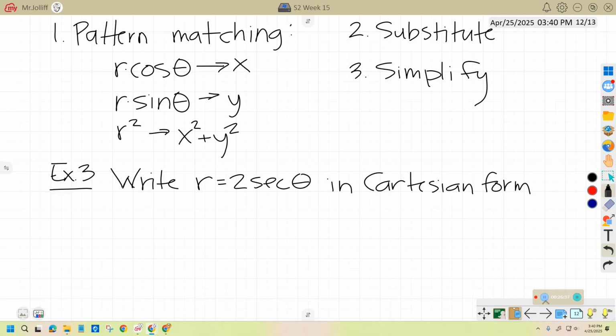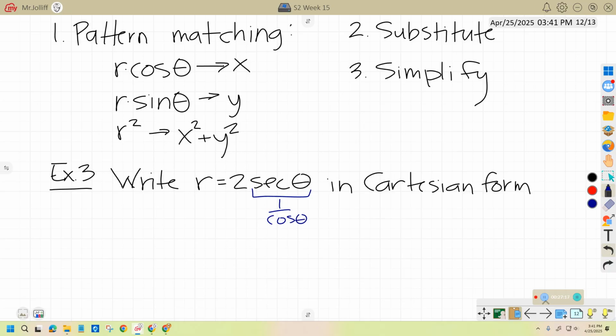All right, so we want to take the equation r equals 2 secant theta, write it in Cartesian form. I'm looking for patterns, r cos theta, r sine theta, x squared plus y squared. Do I see them? No, frowny face. So what I'm going to do is I'm going to look really hard at that trig function that's there. Secant is 1 over another trig function. Secant is 1 over what? Cosine, yeah. This is 1 over cos.